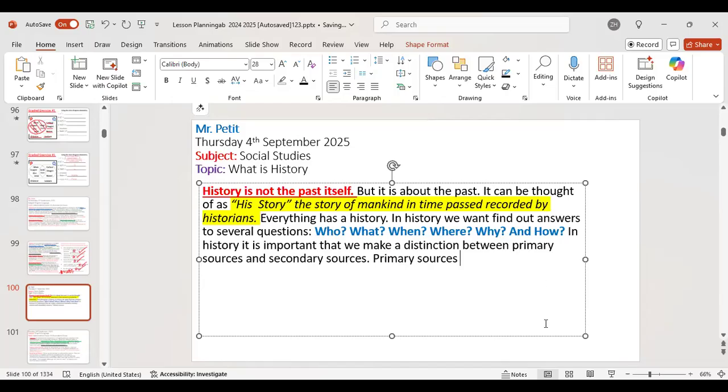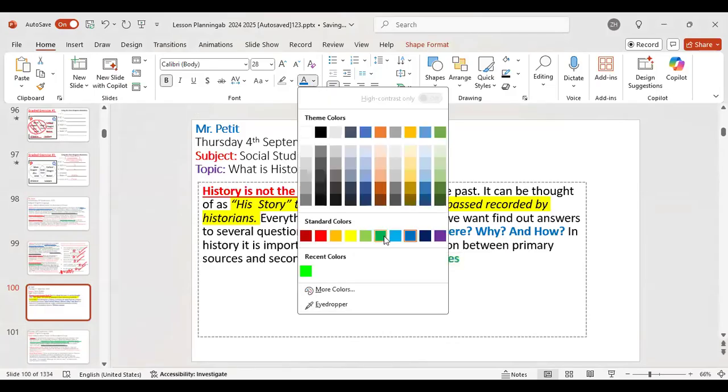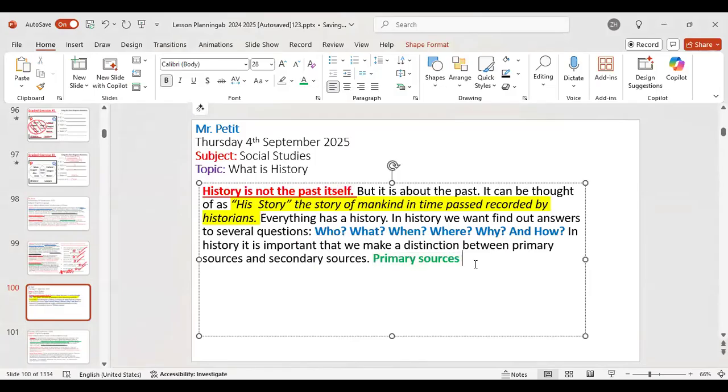The story told from the person itself, like the person it happened to, or the people there. Very good. So primary sources is the real deal, right? They're the best type of sources. Those are the ones that have the most credibility, right?